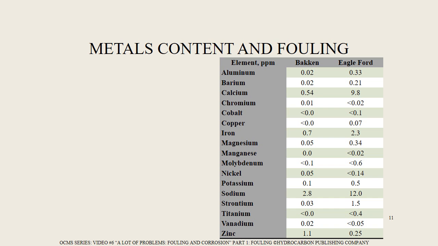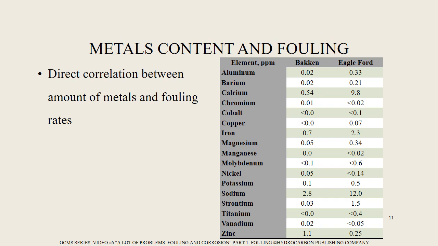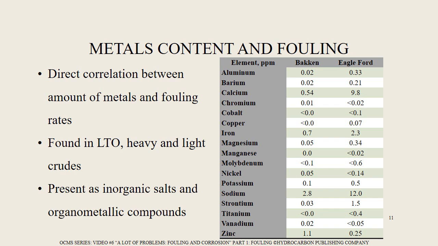Studies at the Tulsa Joint Industry Project indicate that there is a direct correlation between fouling rates and the amount of metals. While light tight oils tend to have high metals content from fracking fluids, metals are also commonly found in both heavy and light crude oils in various amounts and are present either as inorganic salts, such as chlorides of sodium and magnesium, or as organometallic compounds, such as nickel and vanadium porphyrins. The table on the right displays average metal contents for crude samples of both Bakken and Eagle Ford shale formations in the U.S.